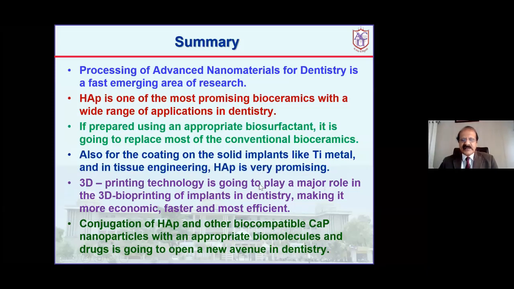3D printing technology is going to play a major role in the coming years in the 3D bioprinting of implants in dentistry, making it a more economic, faster, and most efficient technique. And conjugation of hydroxyapatite and other biocompatible calcium phosphates. Why I'm telling this is, even beta TCP is often used in the implants, in coatings for the metal implants. So these nanoparticles, HAP and beta TCP nanoparticles, with appropriate biomolecules, if you can conjugate appropriate drugs, it can open a new avenue in dentistry. So thank you very much.